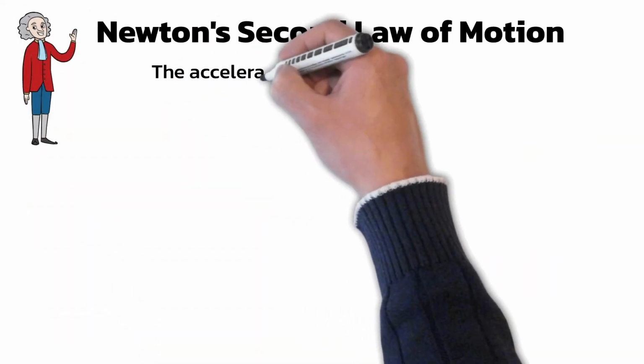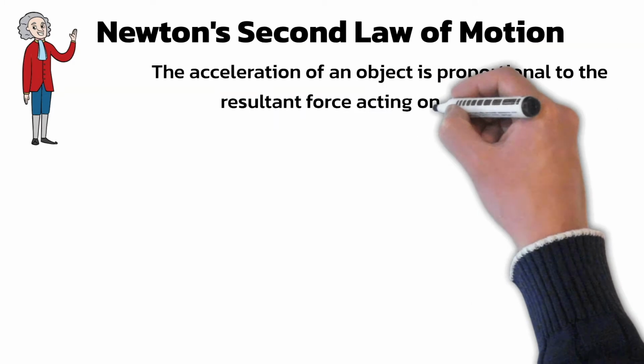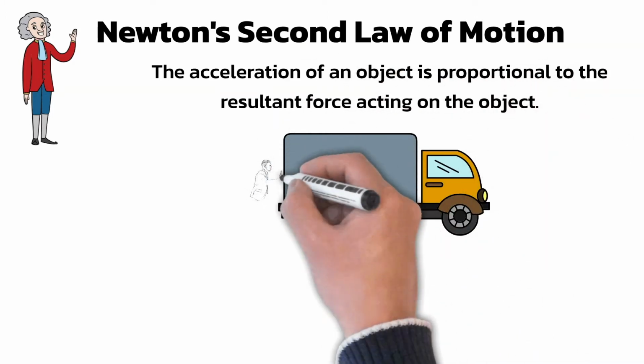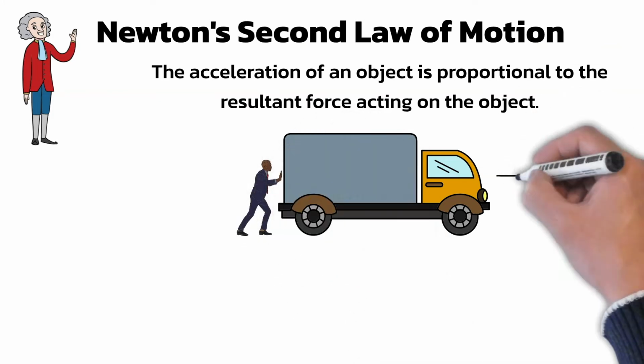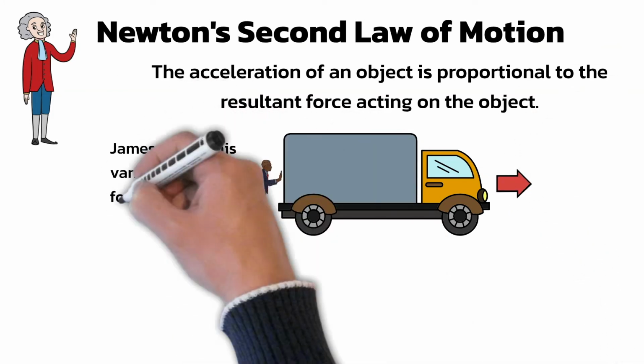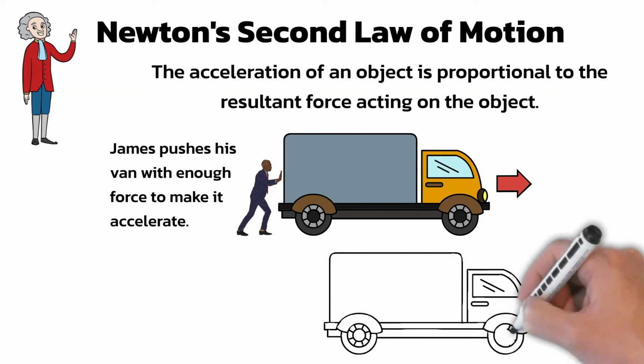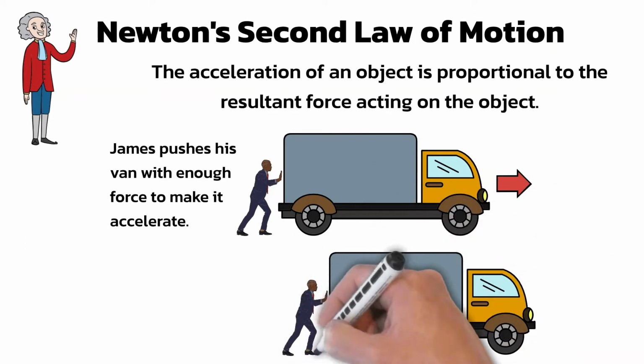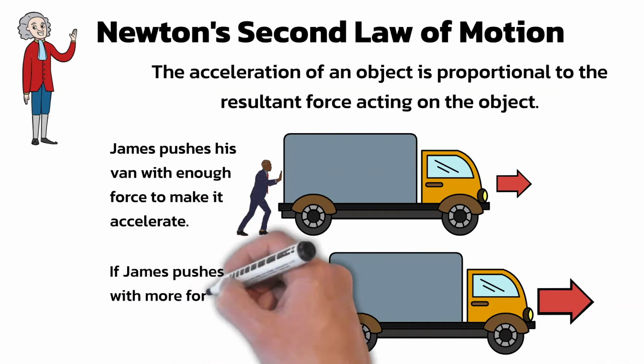So what does this mean? Let's take a look at the first part of the law. The acceleration of an object is proportional to the resultant force acting on the object. If James pushes his van with enough force, he can make it move, or accelerate. If he pushes with more force, he can make it move faster. In other words, give it a larger acceleration.